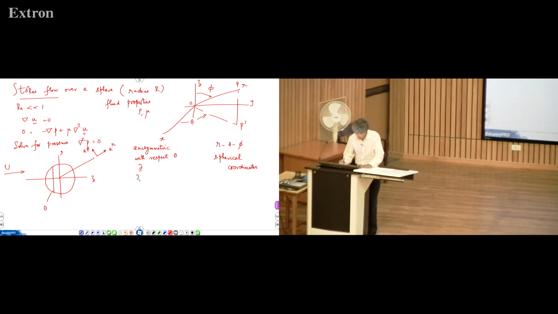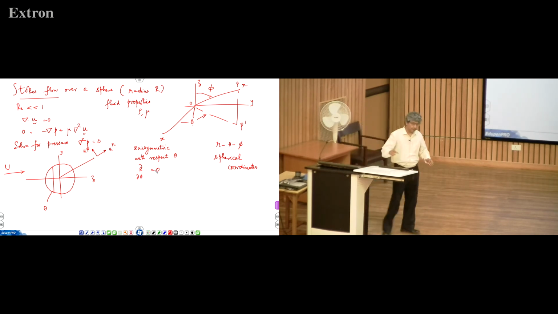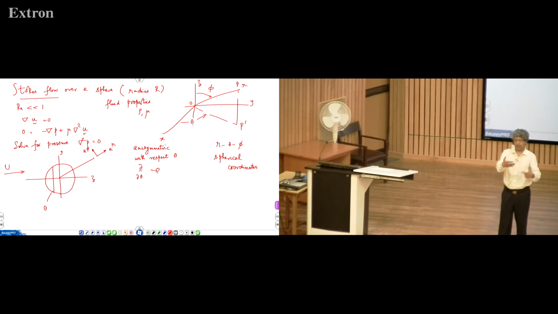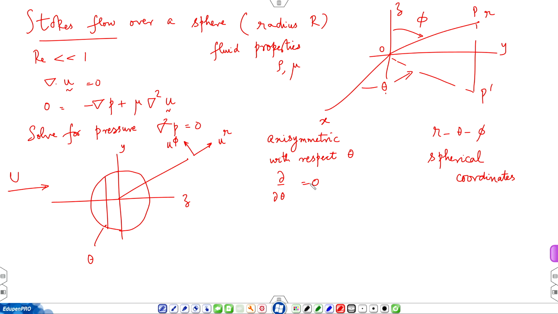So the flow is taken to be symmetric. It is a slow flow past an object. Around on a cross sectional plane, there is no dependence of the velocity distribution and pressure on theta. And as a result, the velocity component is also 0. So essentially pressure will depend only on r and phi. How do you get pressure? By solving the Laplace equation.